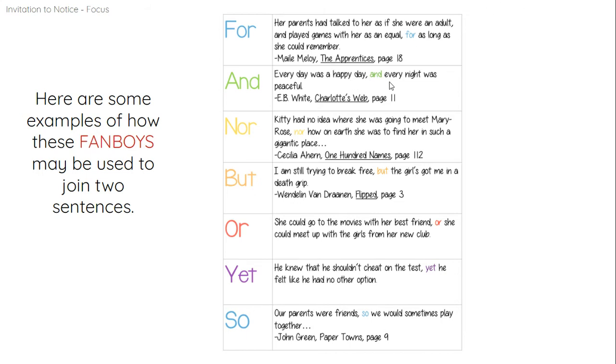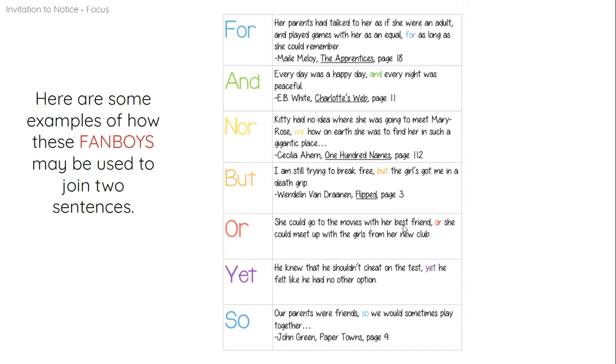Every day was a happy day and every night was peaceful. Kitty had no idea where she was going to meet Mary Rose, nor how on earth she was to find her in such a gigantic place. I am still trying to break free, but the girls got me in a death grip.